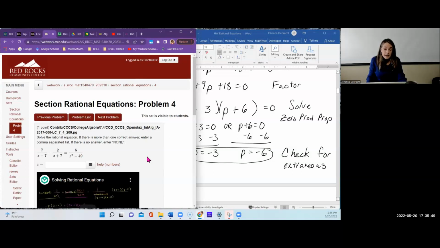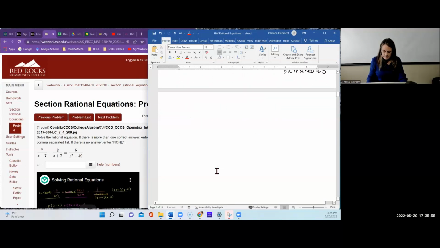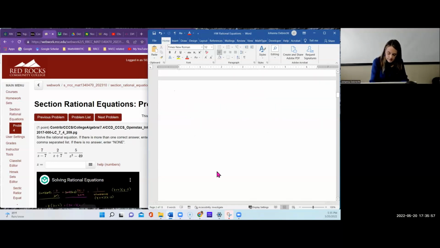Let's take a look at this next problem, which is a lot more complicated. Looking at number 4, we have the fraction 7 divided by z minus 7, minus 2 divided by z plus 7, equal 5 divided by z squared minus 49.